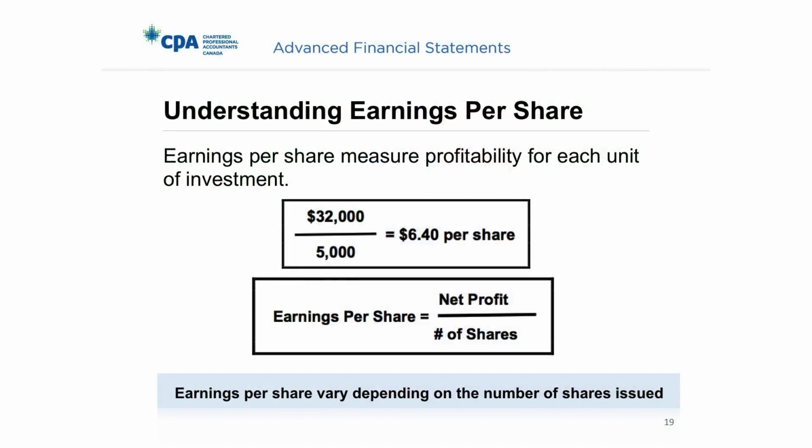Now that we understand the capital structure, we can look at the earnings per share itself. That really measures the profitability that you have over time. So let's look at the calculation specifically. You have net profit for the year divided by your number of shares. So let's go back to our example where we had 5,000 shares. If we earn $32,000 over the year, we divide that by 5,000, and you can see that our earnings per share for the year is $6.40.